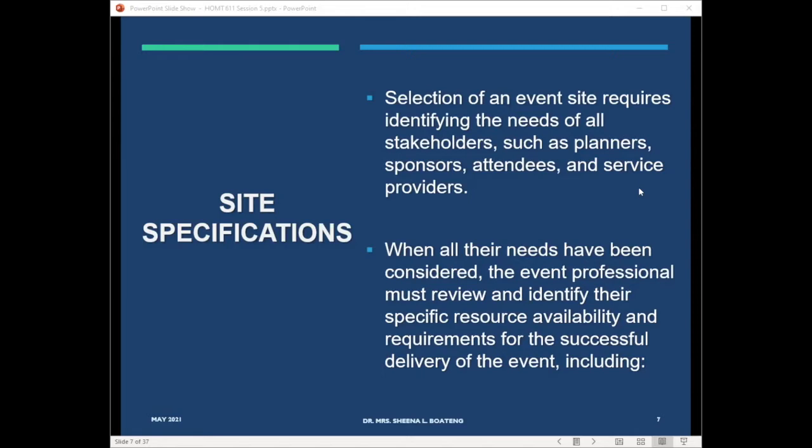So when you have considered all the needs of your stakeholders, there is the need for you as the event professional to review and identify the specific resources that are available, as well as the requirements that each of these stakeholders have given, to help you create a list of site options that will help you achieve the objectives for the event in question as identified by the needs of all the stakeholders involved.